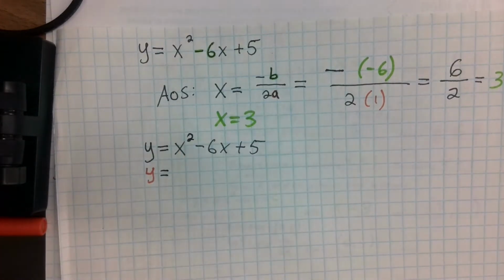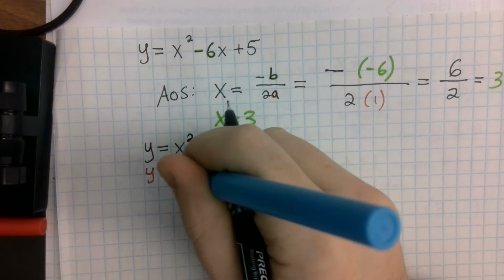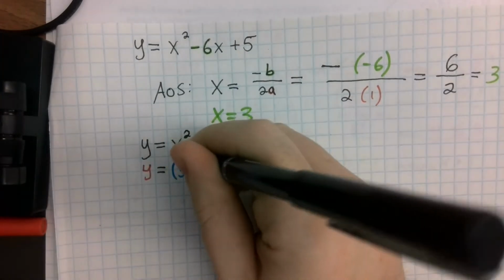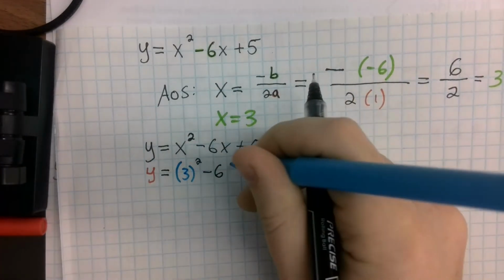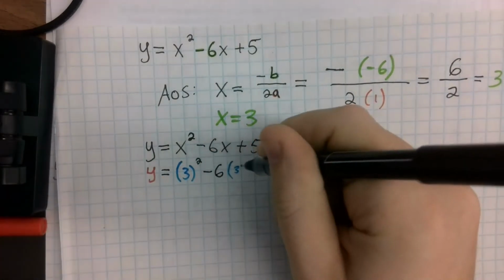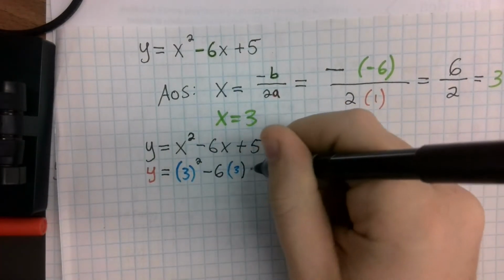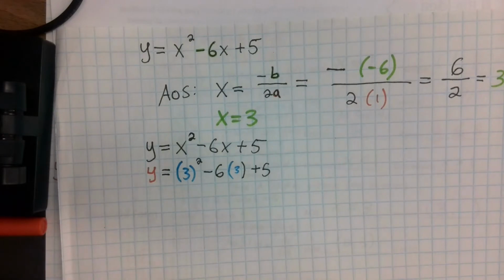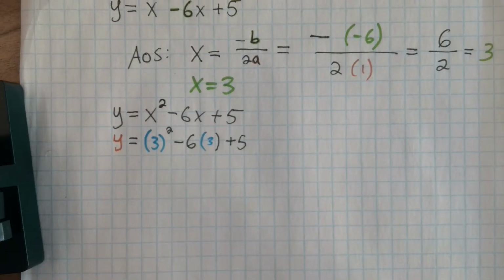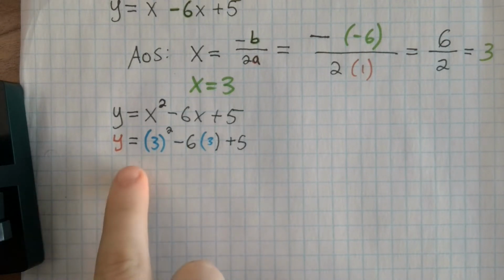So, instead of x squared, this can be 3 squared. And instead of minus 6x, this can be minus 6 times 3. And instead of plus 5, well, that's going to stay the same. That's just going to be plus 5. Can we solve this for y? I think that we can solve this for y. So, let's take a look.